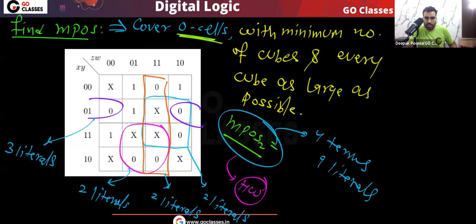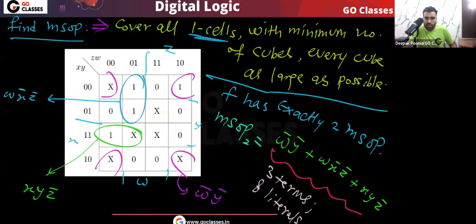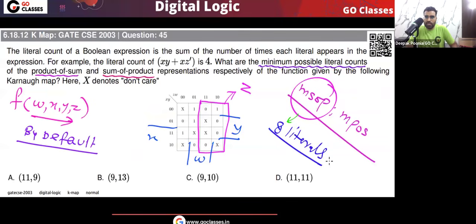So finally, what will be the answer for this question? I can say that minimal POS will have a total of 9 literals. So the correct answer will be 9, 8.